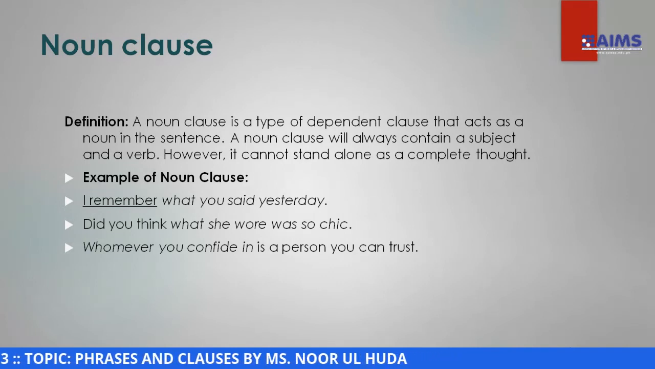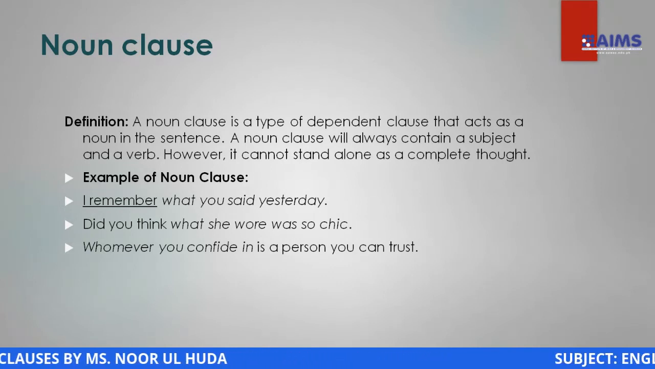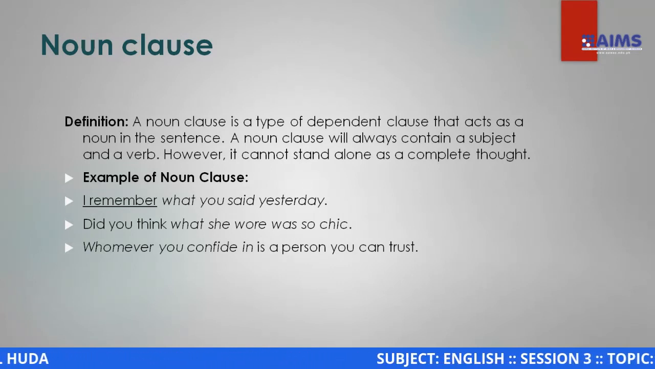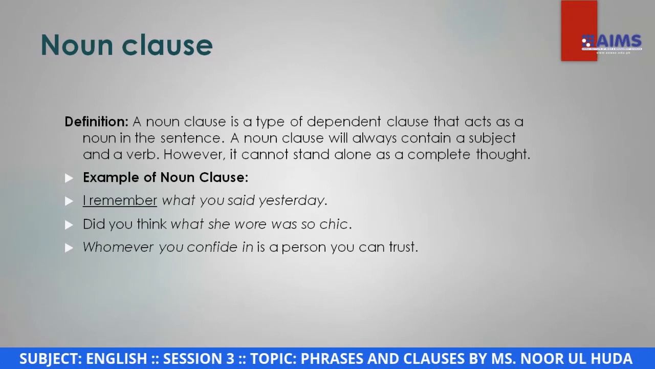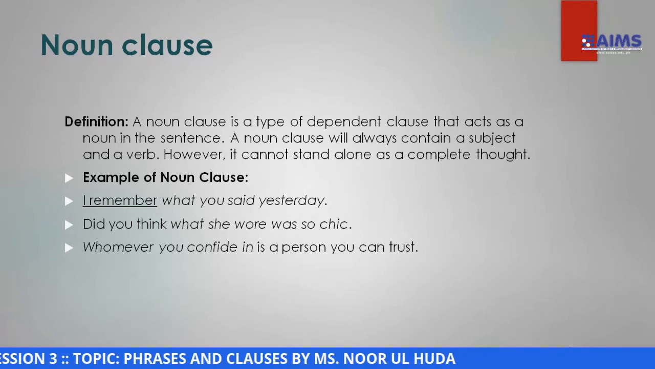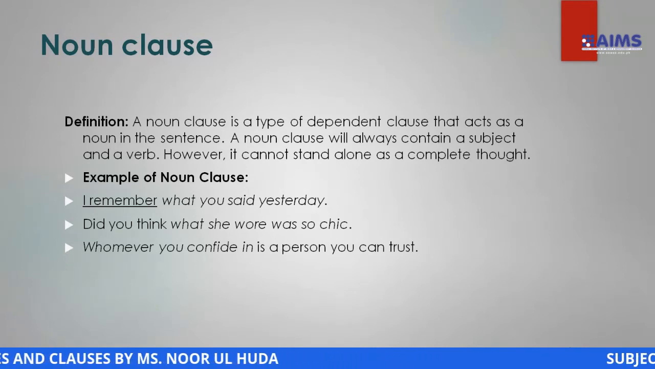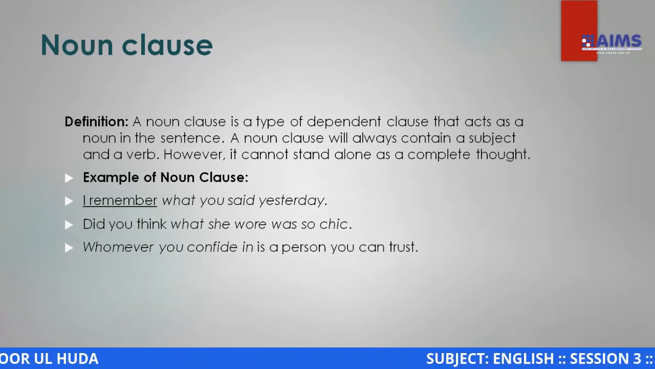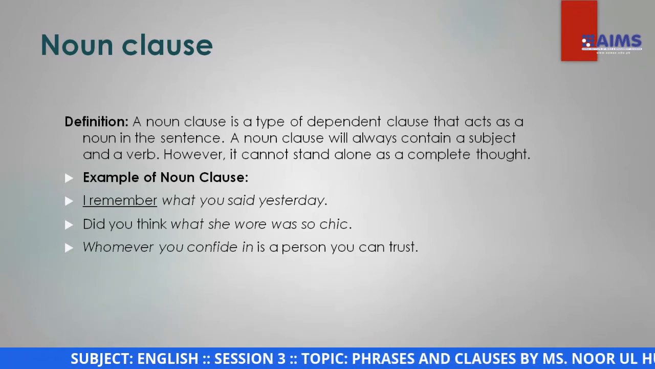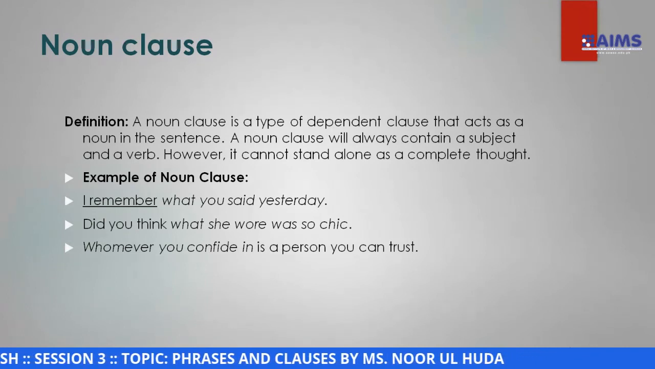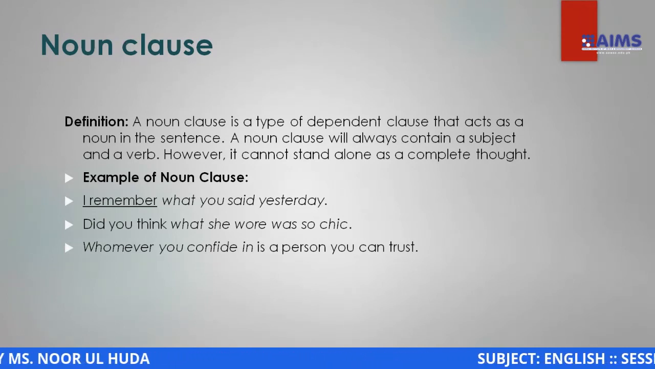So now the phrase "truthful person" we have changed to "whomever you confide in". "Whomever you confide in" is the quality of the noun. It is expressing such a type of person who can be trusted. So who actually can be trusted? This type of thing, which is giving additional information and elaborating a noun in a sentence by using a subject and a verb, would be called a noun clause.